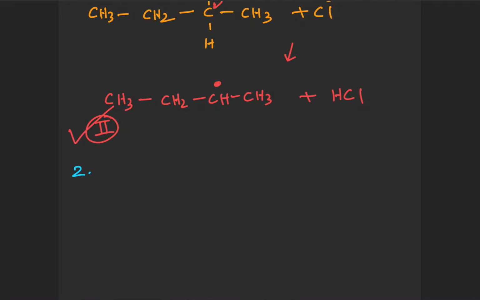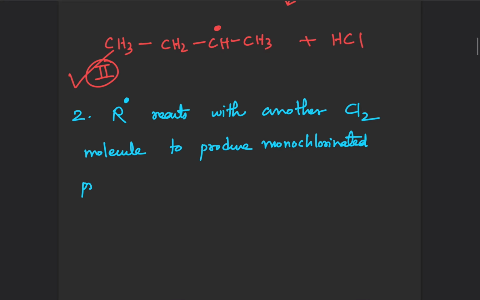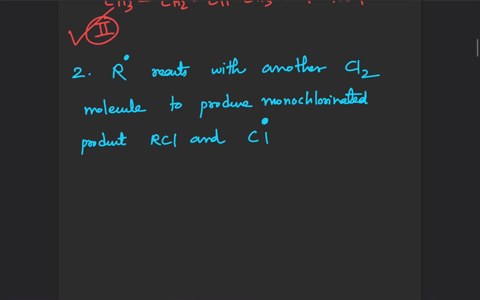Okay, alkyl radical, that is R dot, reacts with another Cl2 molecule to produce monochlorinated product RCl and a new chlorine radical. Okay, so let us see how does it happen.